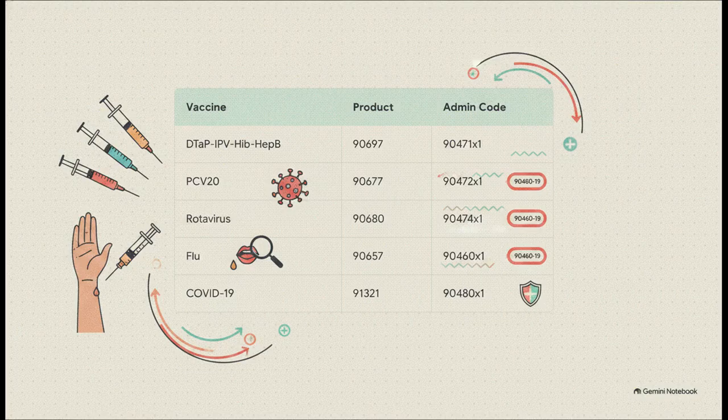Vaxelis drops to a simple 90471 for the first IM injection. PCV20 becomes the add-on IM injection, 90472. Rotavirus is the add-on oral route, making it 90474. But because the flu shot did have counseling, it gets the 90460. COVID-19, as always, stays right at 90480.